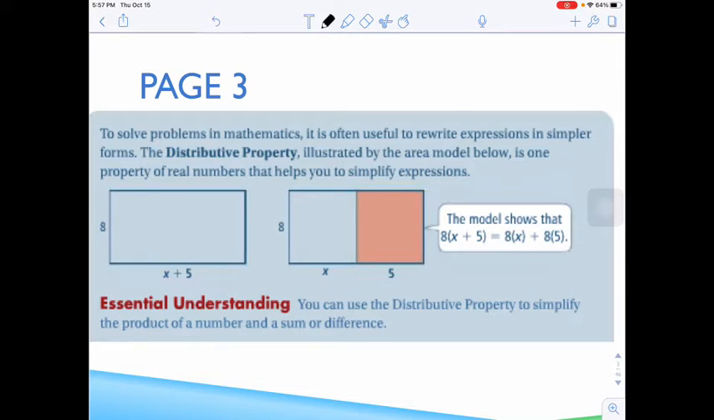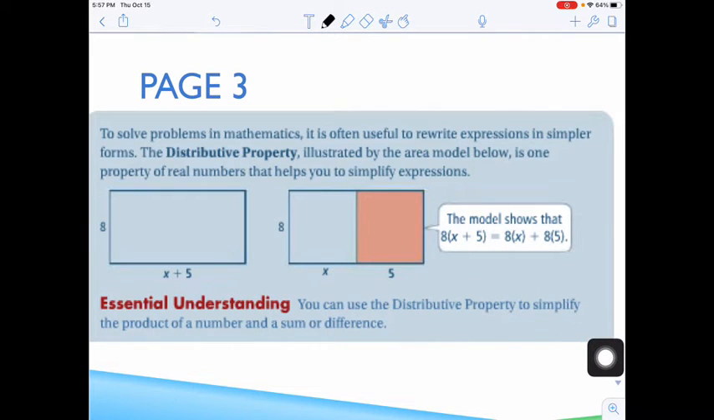expressions. So the model shows that 8 times (x plus 5) is equal to 8 times x plus 8 times 5. So we have a rectangle. The area of a rectangle is length times width, so 8 times (x plus 5), or we can break this up into two smaller rectangles. So we have 8 times x, or 8x, and 8 times 5. So we can break this apart by distributing the 8 to everything in the parentheses.